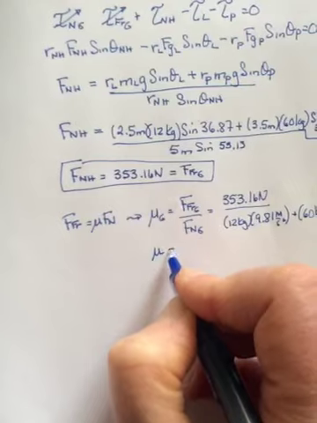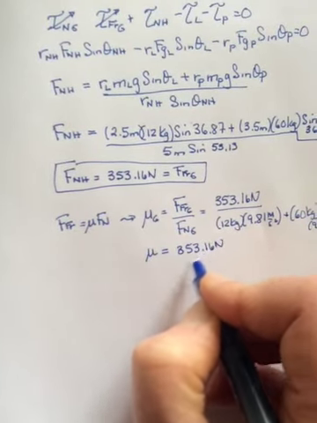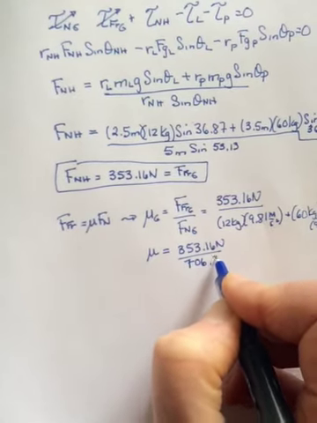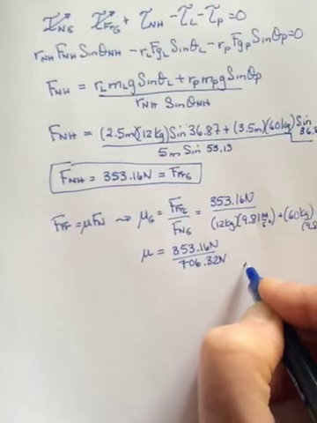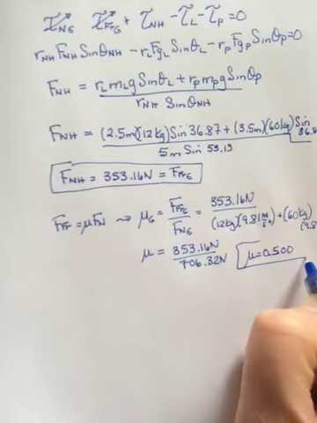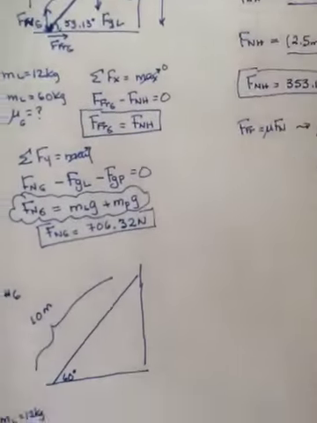Okay, and when you do that, you should get 353.16 over 706.32 newtons. So mu ends up equaling a nice pretty 0.5. Okay, number 5. Number 6 is another ladder.